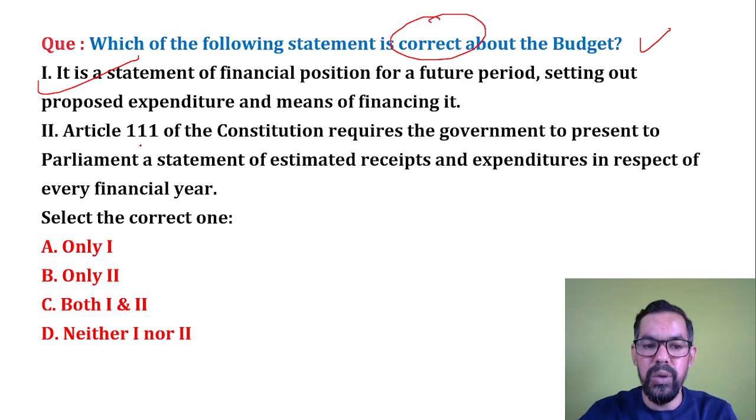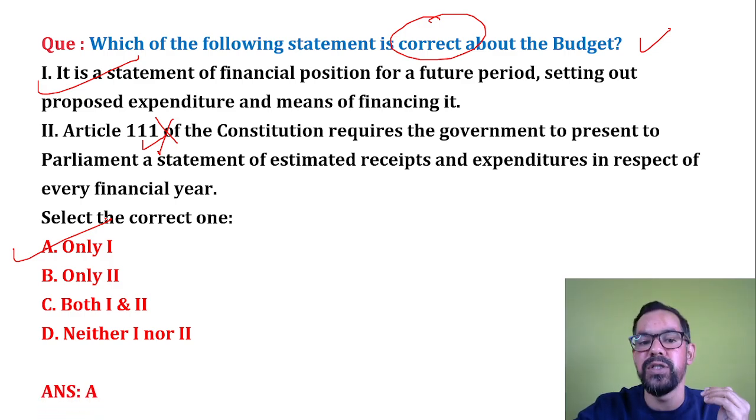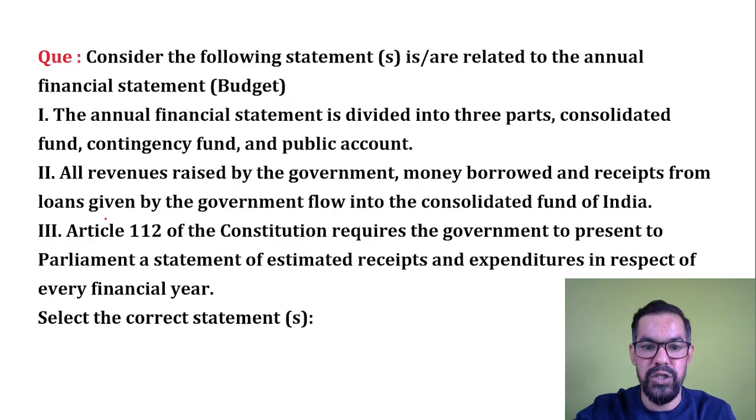Article 111 is of the Constitution of Government of India, present no. So this is Article 112. So what will be the correct answer? Only the first statement is true about the budget, because the budget is generally defined under Article 112 of the Indian Constitution as a financial statement.